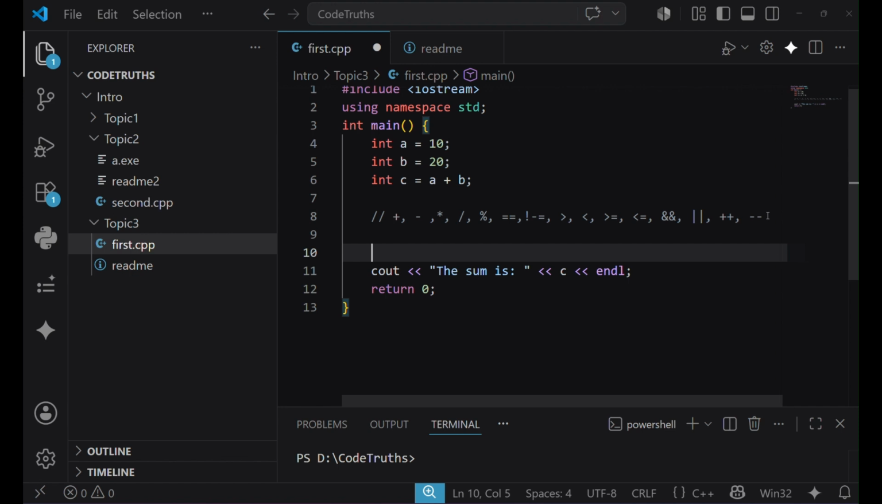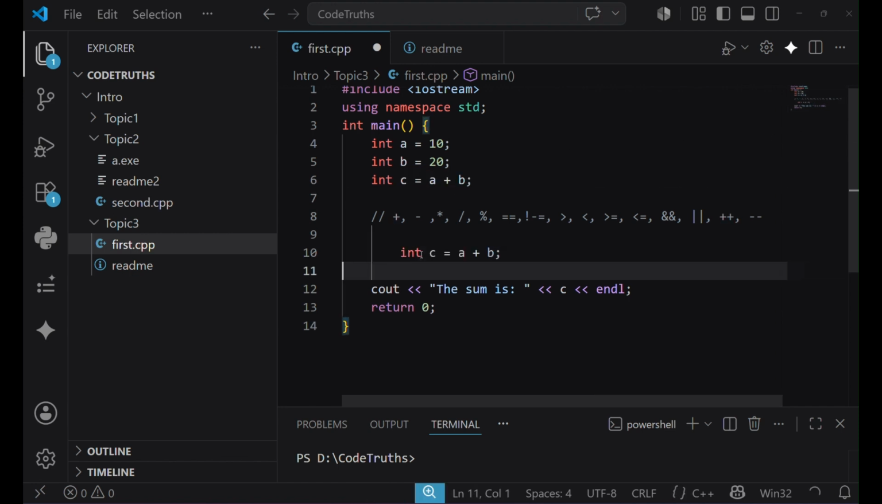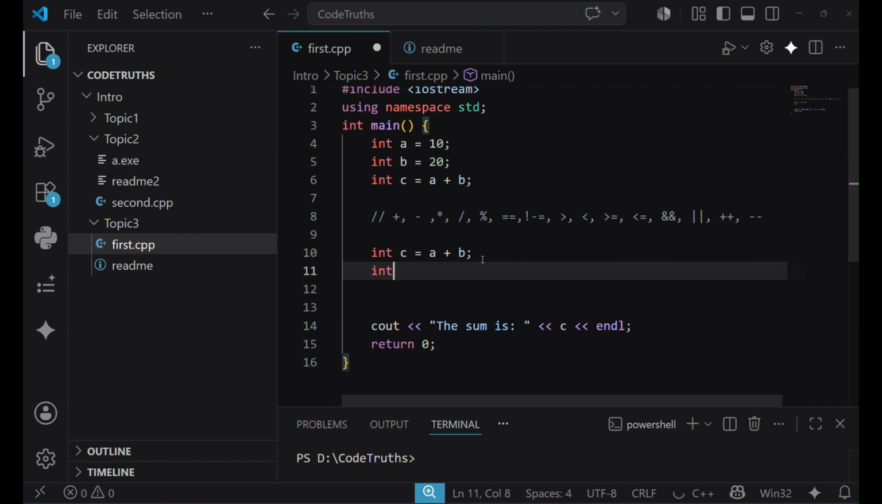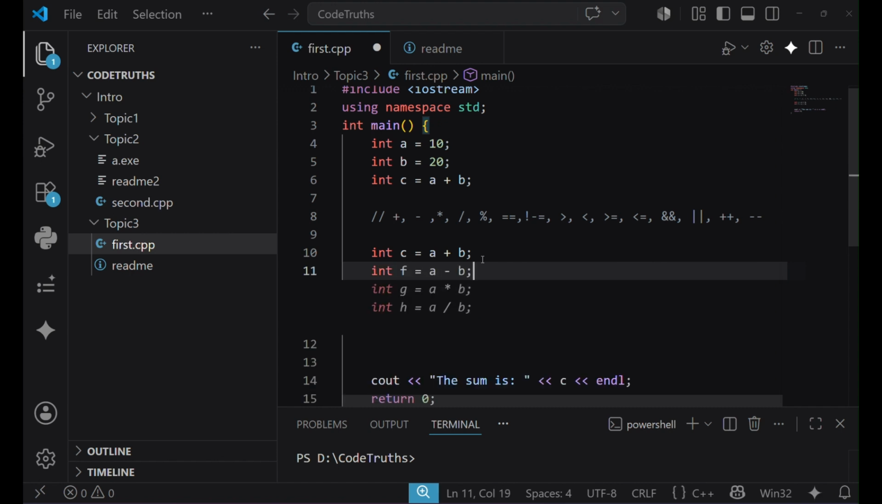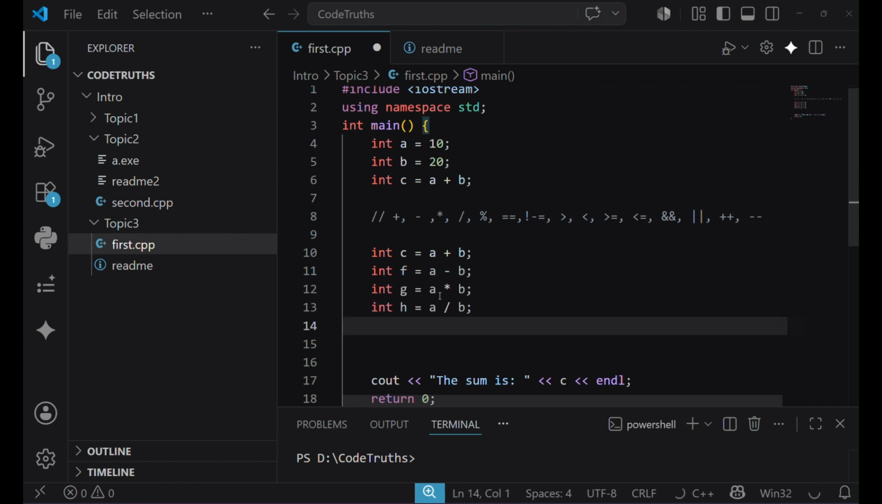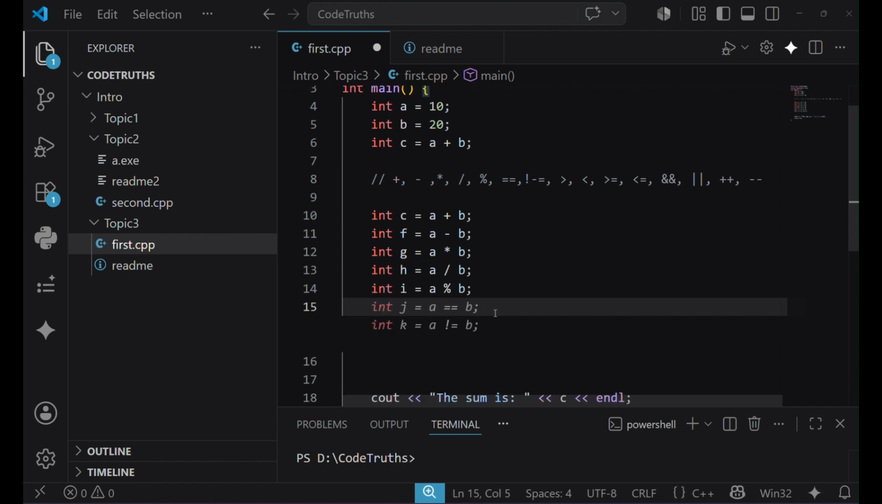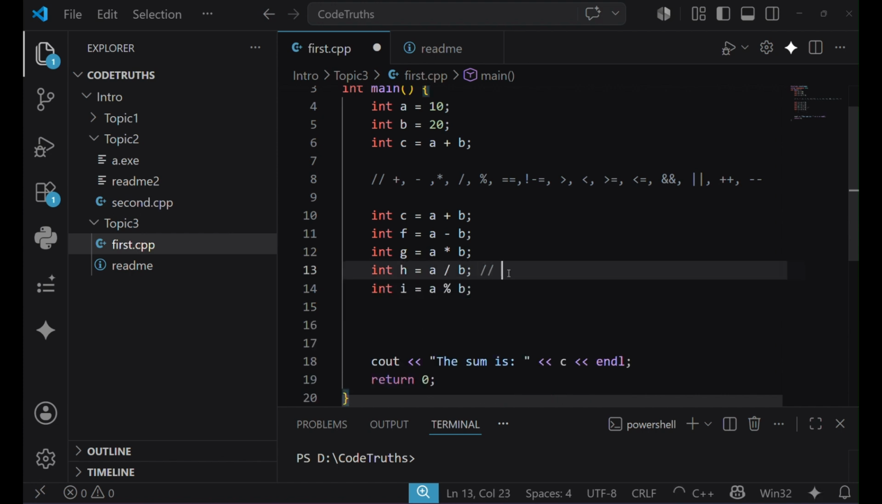For example, I am adding here a plus b. What it is doing is adding these two variables, meaning two values, 10 plus 2, and storing the result into a temporary location. Like that, there are other operators, for example a minus b, or g equal to a star b, which means multiply, modulus, like this. There are multiple types of operators available. These are called arithmetic operators, because they perform mathematical operations.